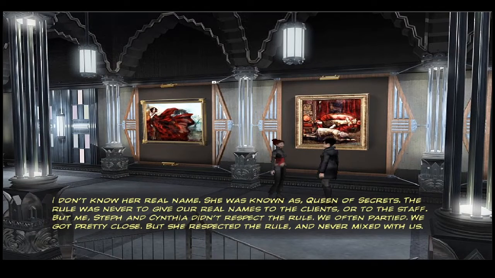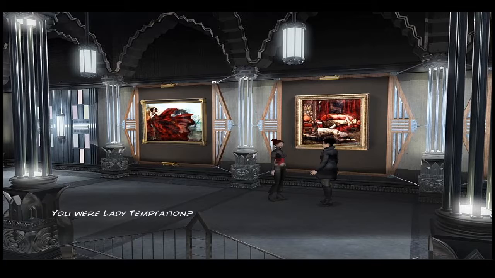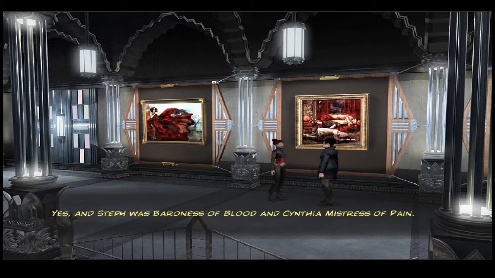Who's the fourth girl? I don't know her real name. She was known as Queen of Secrets. The rule was never to give our real names to the clients or to the staff. But me, Steph, and Cynthia didn't respect the rule. We often partied. We got pretty close. But she respected the rule and never mixed with us. You were Lady Temptation. Yes, and Steph was Baroness of Blood and Cynthia Mistress of Pain.